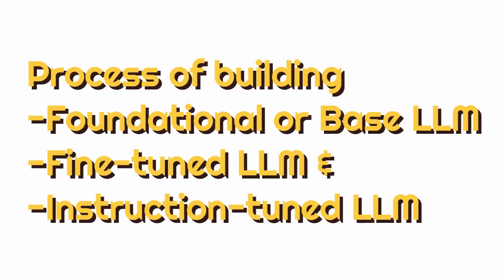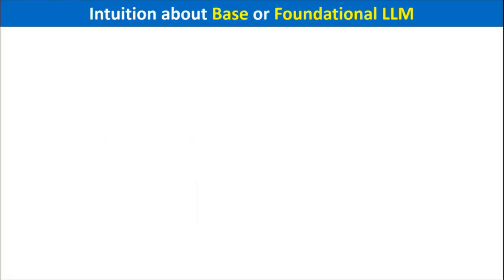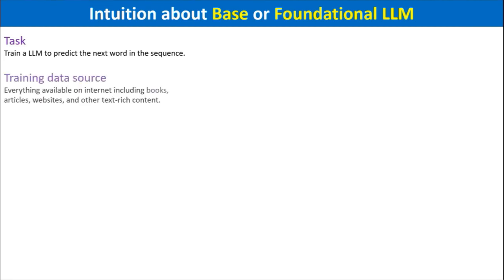Let us try to develop some intuition about how foundational large language models are generated. We need to define a task. So here the task is to train an LLM to predict the next token or word in a sequence of text. Most of the foundational LLMs are trained for this task. Training data source: the foundational LLM is trained on a diverse range of text data from books, articles, websites, and other rich text content available on the internet.